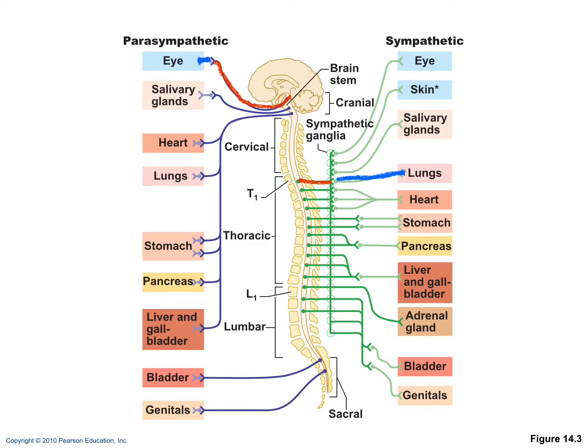All right, this just shows a little illustration. If you look at what I drew on the lungs there, you can see the preganglionic fiber is short, right, and the postganglionic fiber is long. And if you look at the one up at the top at the eye, the preganglionic fiber is long and the postganglionic fiber is short. That's what I was illustrating on the previous slide.